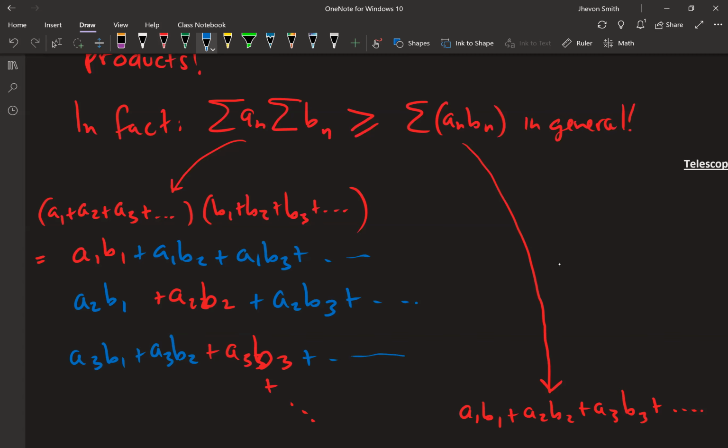So you'll see that the left side here is actually much bigger than the right side in general. They're only going to be equal if either the AN or the BN are always 0. So this is not true. Series do not distribute across products. That's very important. So that's where it deviates from limits.